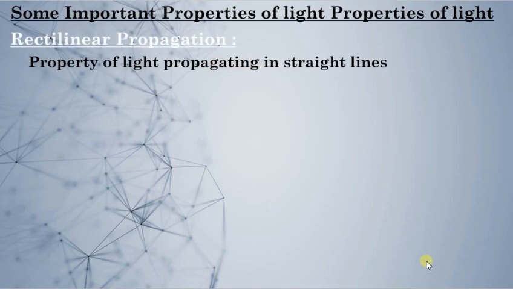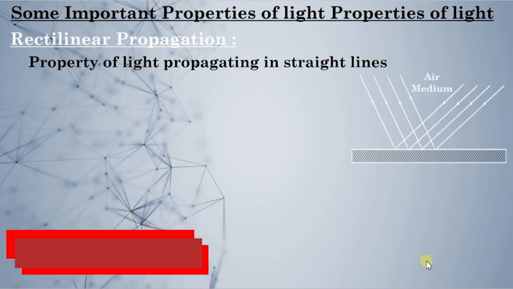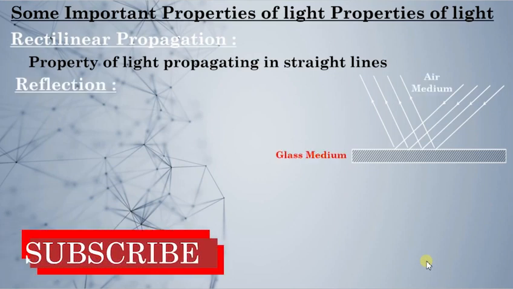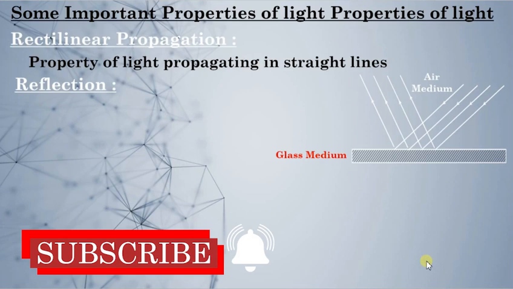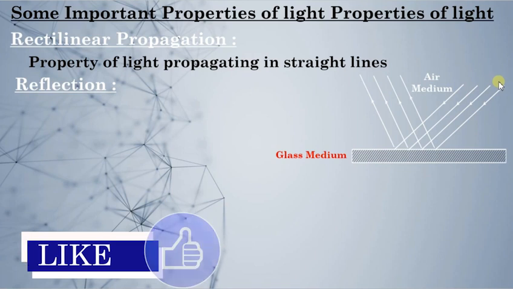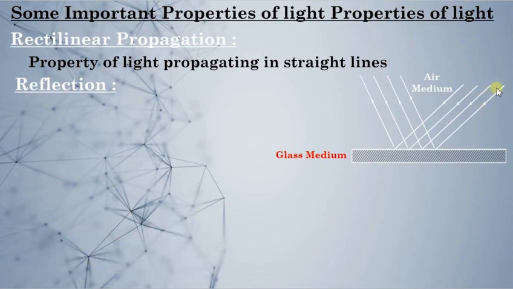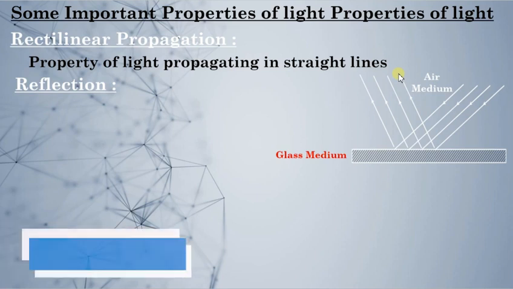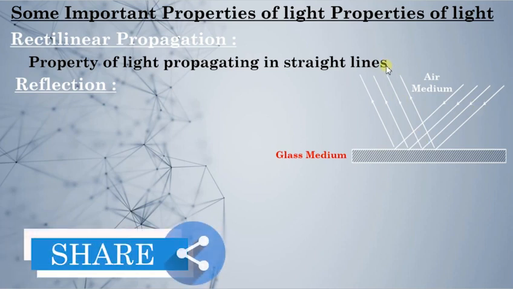Now one more important property is the reflection property. Here you are able to see that I am going to make use of a surface, the glass medium or a smooth surface. The rays that are coming from the source are called the incident ray. When these incident rays fall on the surface and bounce back again to the air medium, coming from the air medium, hitting the surface and moving back to the air medium, the property is called reflection.